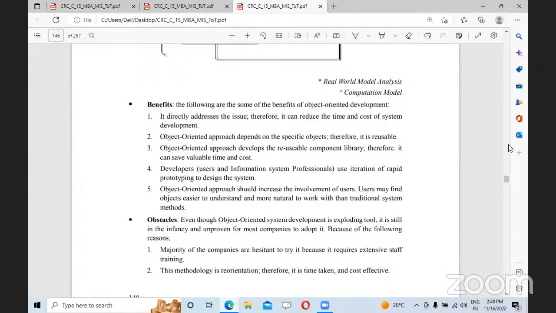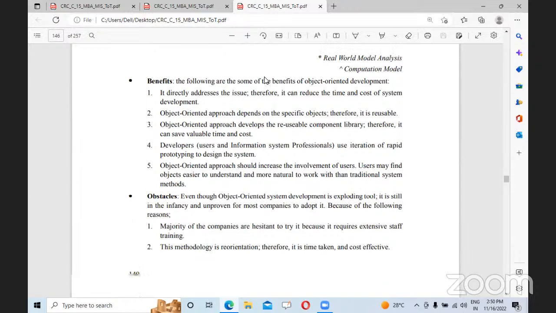And developers, users, and information system professionals use iteration of rapid prototyping to design the system. The object-oriented approach should increase the involvement of users. Users may find objects easier to understand and more natural to work with than traditional system methods.